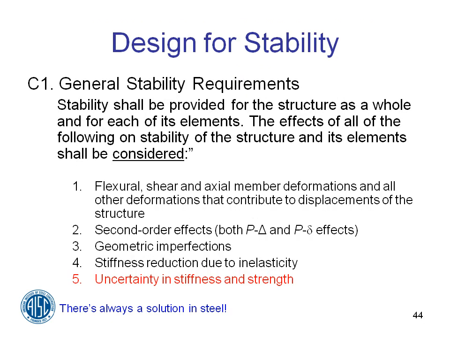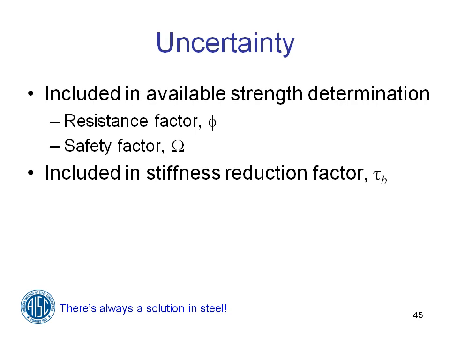Slide 44, uncertainty in stiffness and strength. The uncertainties are in the resistance factor in LRFD, the safety factor in ASD, and the tau sub b also includes some uncertainties. This is new to the 2010 specification, but it hasn't really required us to do anything new. It's just pointing out that, yes, they are there.